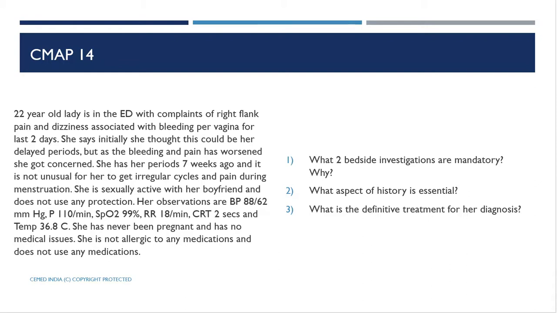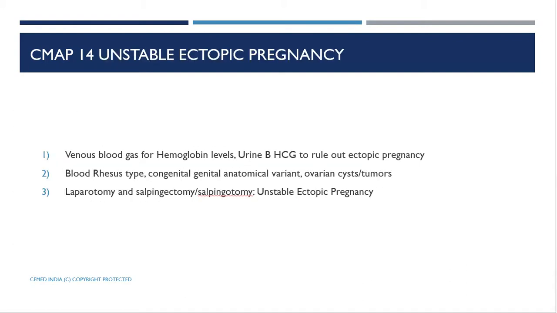What is the definitive treatment for her diagnosis? So this is ectopic pregnancy, unstable, will need to go for surgery. So you do a laparotomy or laparoscopy plus salpingectomy, not MTP. One of the students has written MTP, which is not the right answer. And MTP, first of all, is an abbreviation and nobody knows about it.